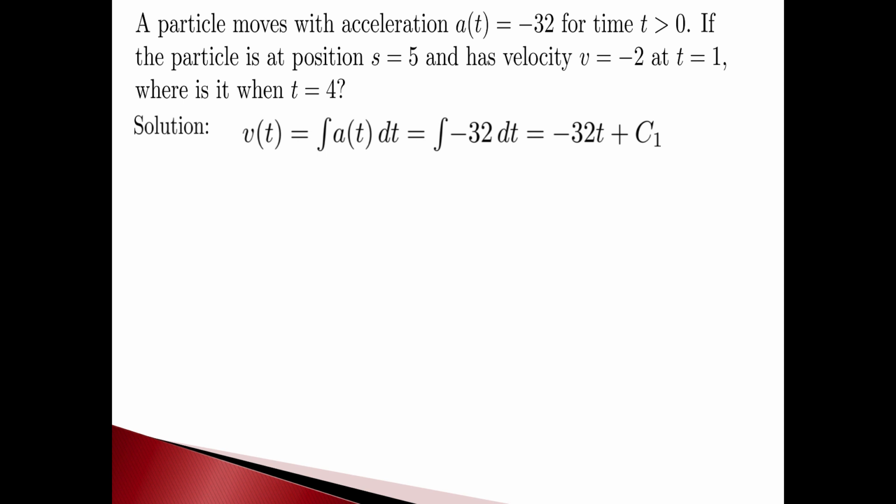So if my acceleration is negative 32, then what's an antiderivative for that? Well, obviously negative 32t, right? Because that's what the function would have had to be in order for negative 32 to be its derivative. And then I'll have to add a constant.